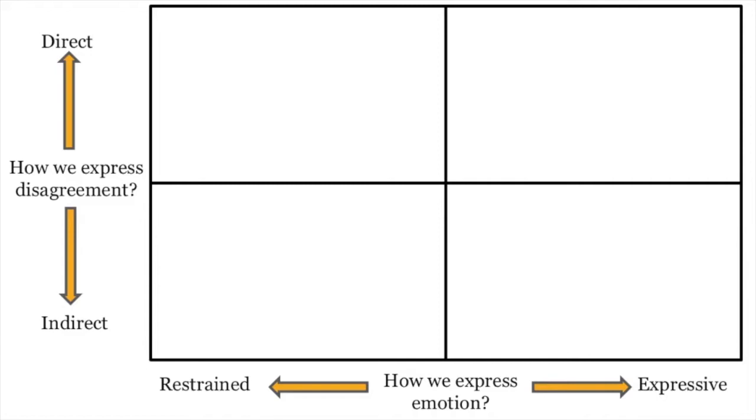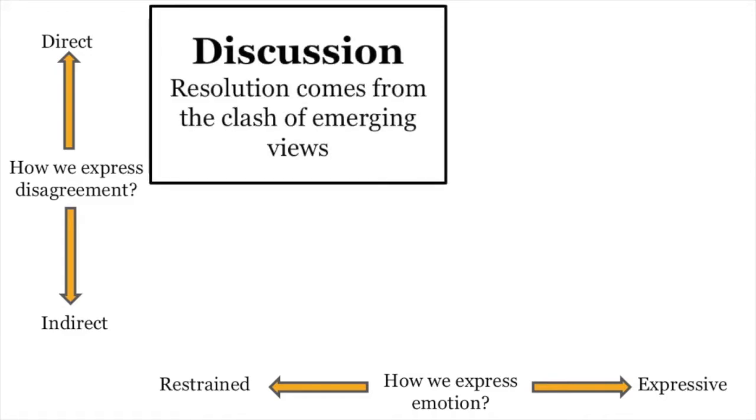So let's discuss the first one. The first one is discussion. Their resolution comes from the clash of emerging views. People with the discussion style tend to be direct in their argument and reasoning of their disagreement while they are restrained in their emotions. People with this style tend to clearly and verbally discuss their disagreements and arguments. They are more likely to be judged by others who do not know about the other conflict styles as arrogant, emotionless, and careless.